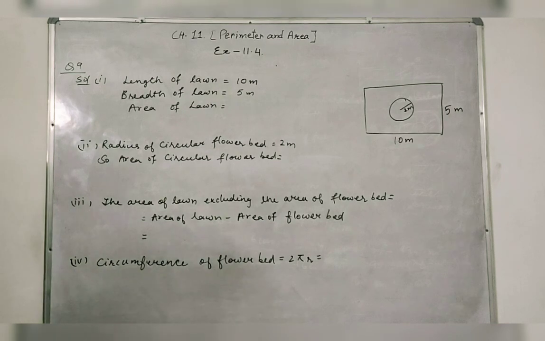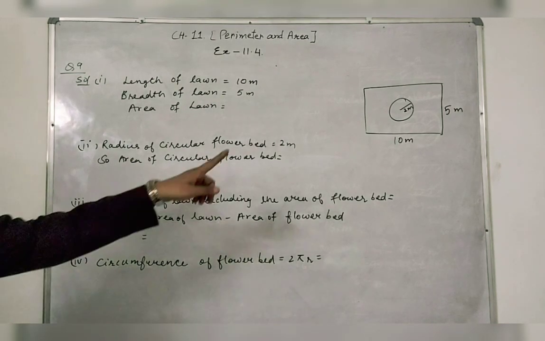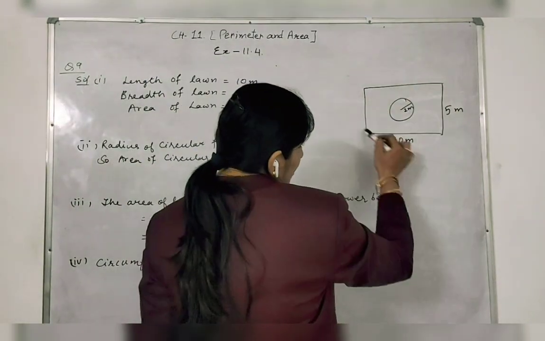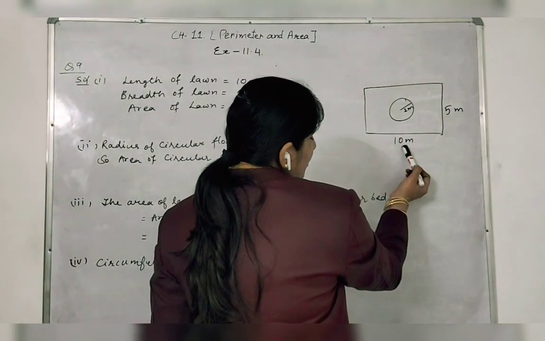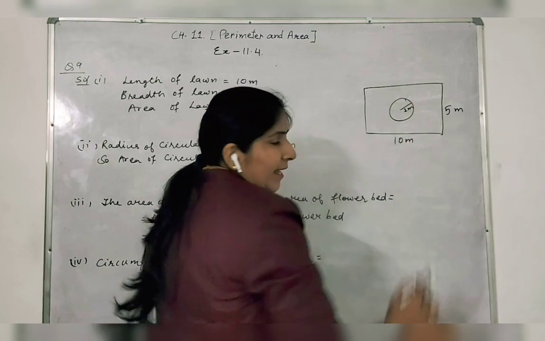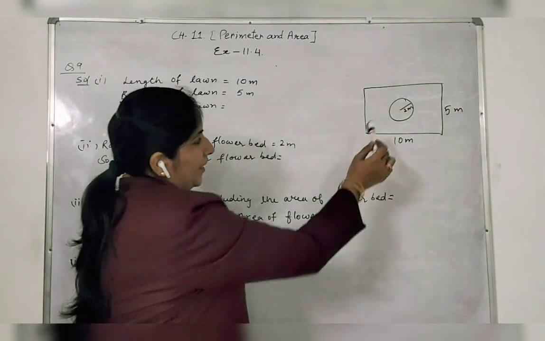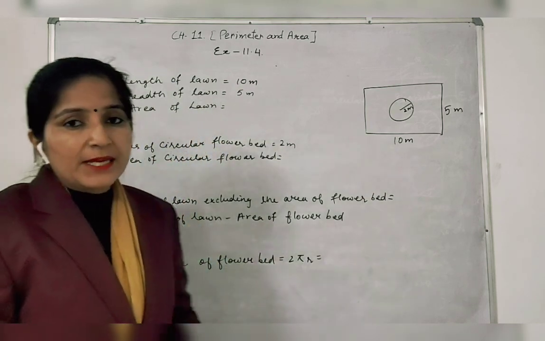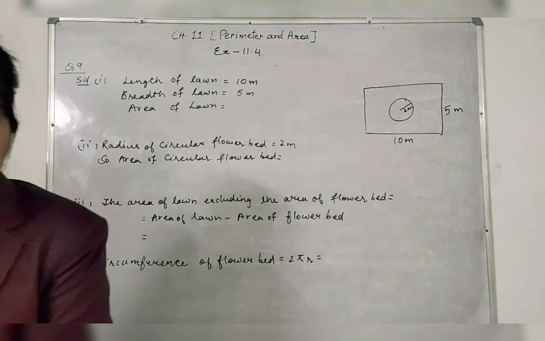In this question there are 4 parts given and there is a figure given. This is the figure in which there is a lawn of length 10 meter and breadth 5 meter. This is a rectangular lawn, and inside it there is a circular flower bed of radius 2 meter. These things are given to us and different things are asked.